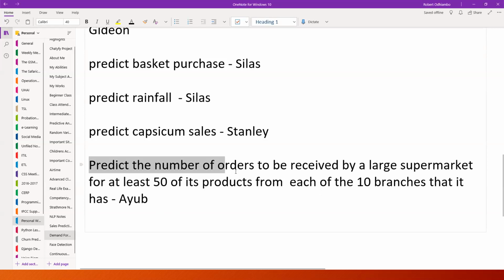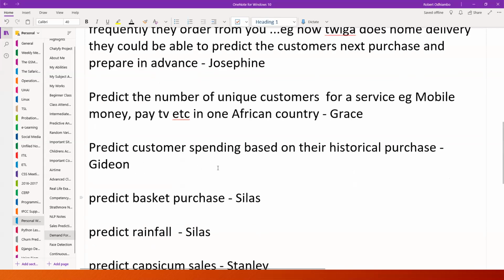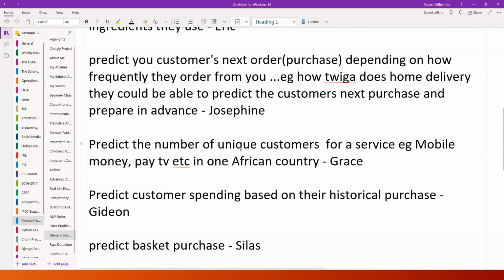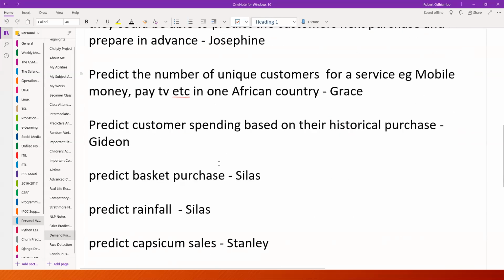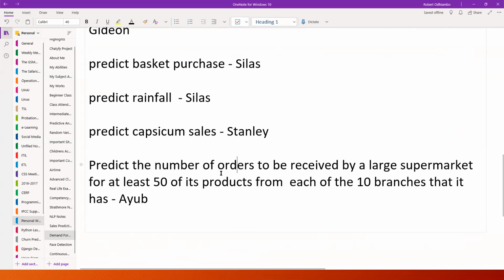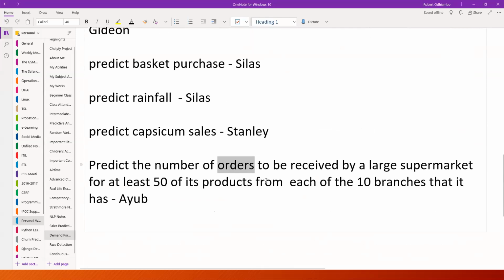So some have said customer spending, some have said orders, basket purchase, rainfall. Rainfall, but it's not so directly connected to the orders. But most of these things are actually in this statement.